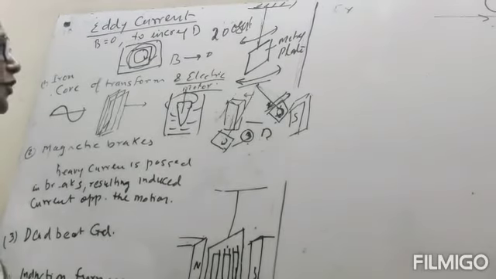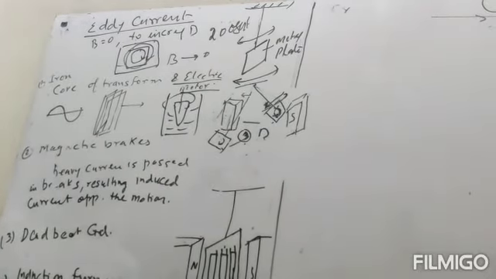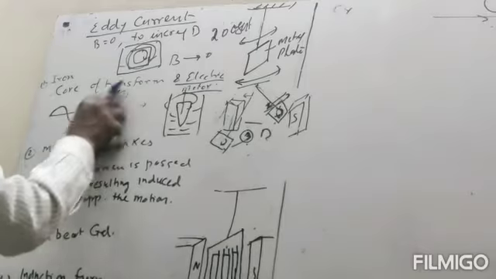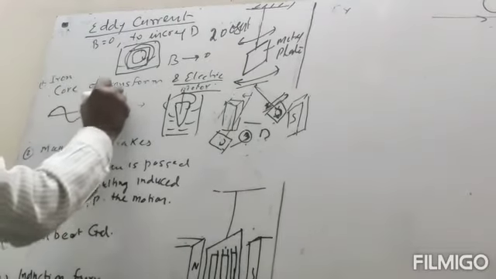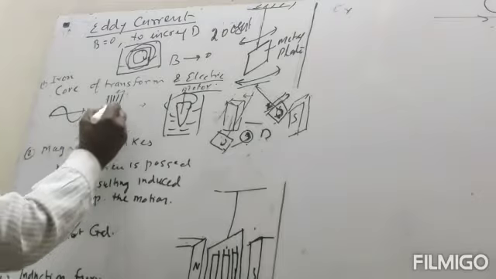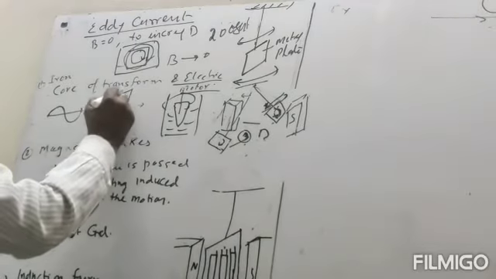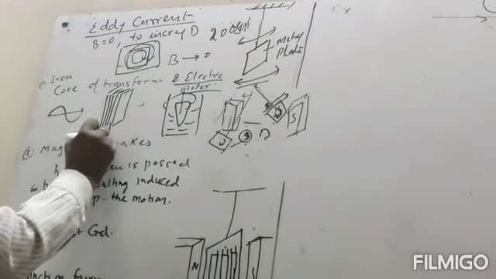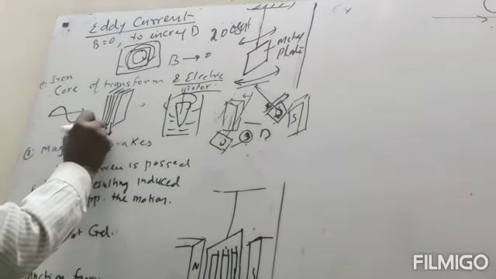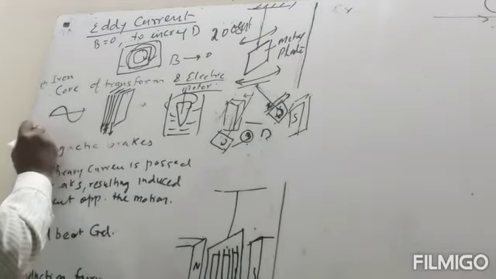So how do we reduce this eddy current? We take several plates. This is one plate, second plate, third plate, fourth plate, and all these plates make a core. Then we put insulation varnish here.